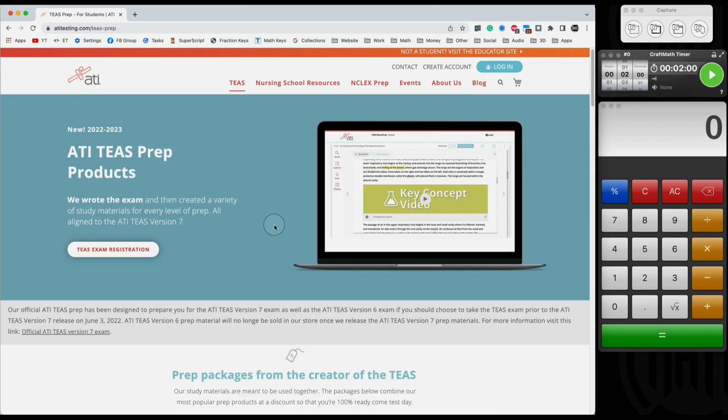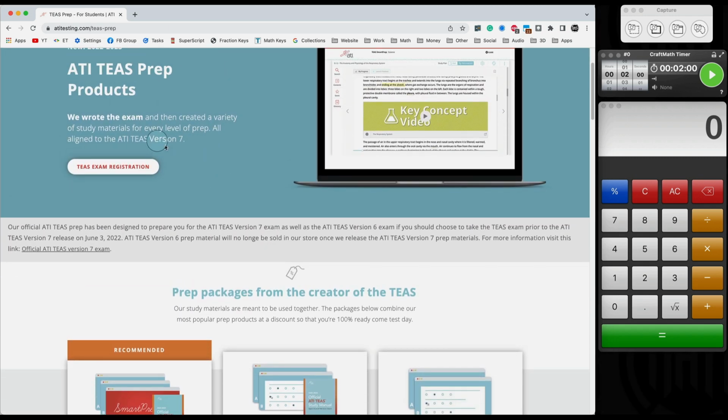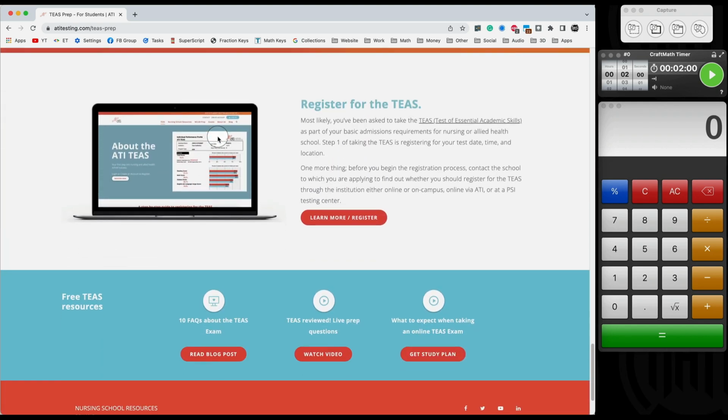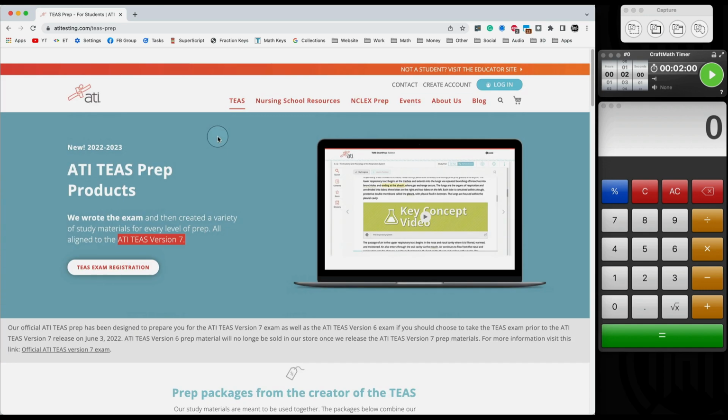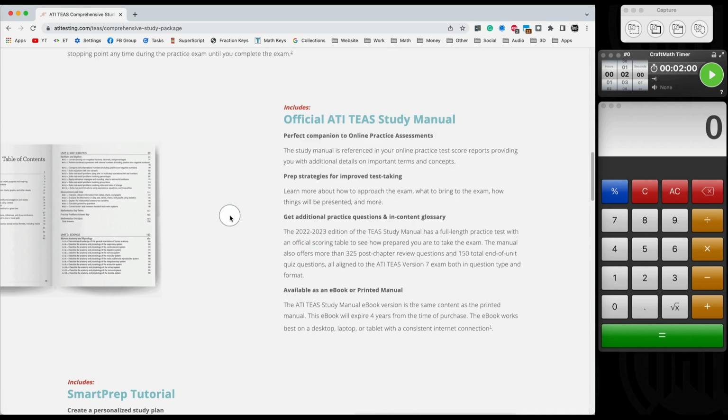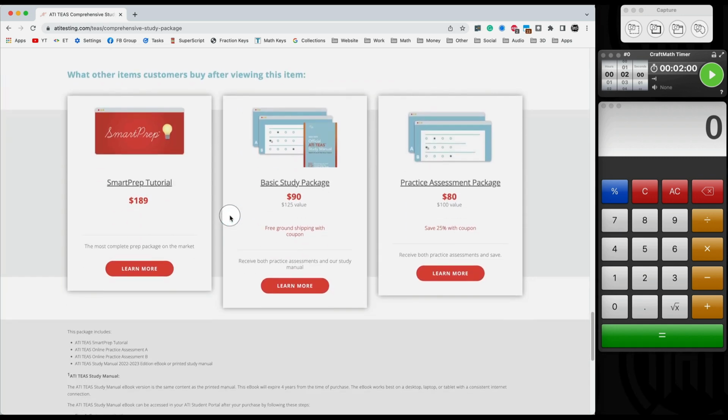So this is the TEAS prep. They have updated this, so it is T7 ready. I'm not trying to sell all this. I don't work for ATI. But the thing that I wanted to show you all was, where did I see that calculator? There's a picture of what the calculator looks like, and it's somewhere up here.